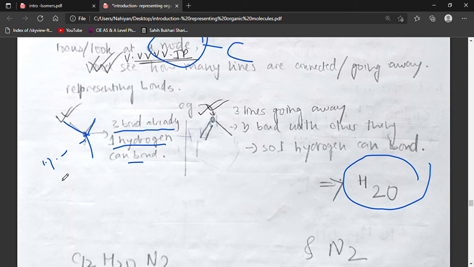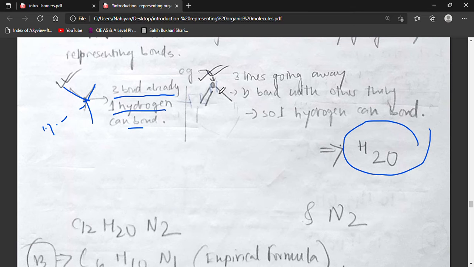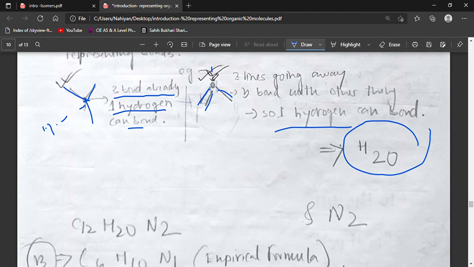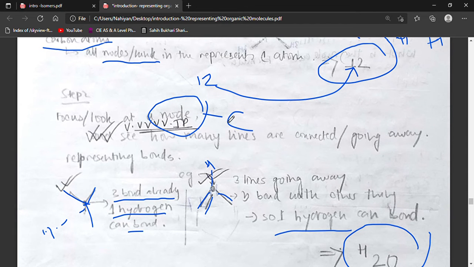Similarly, if we have something like this, it has a double bond, so two bonds are already used, and it has another bond. So three lines are going away, meaning there are three bonds with other things, so only one hydrogen can bond. Only one hydrogen can sit in this place. So this carbon can have one hydrogen bonded to it. So this was the second step.